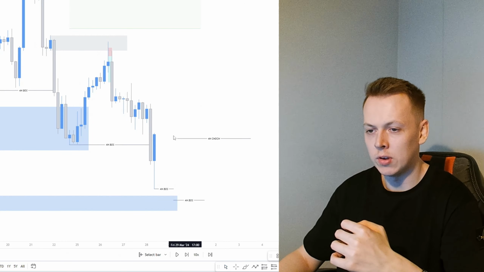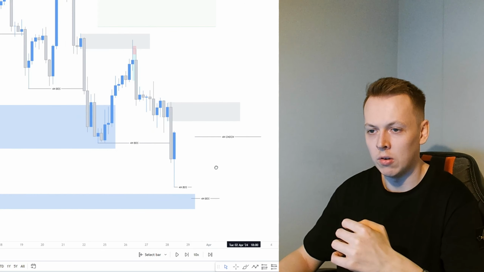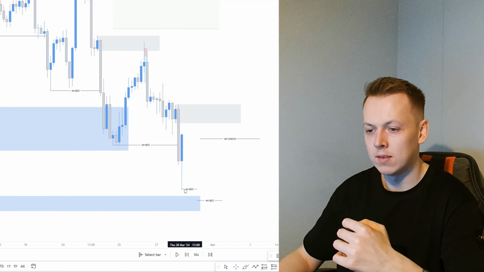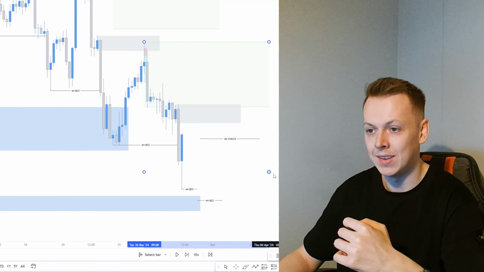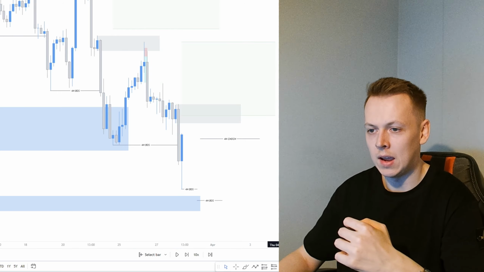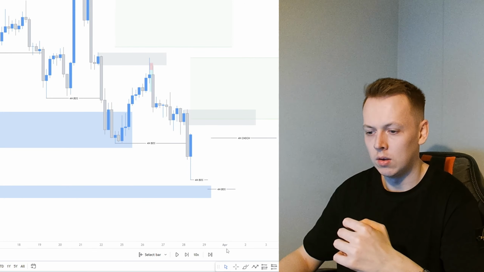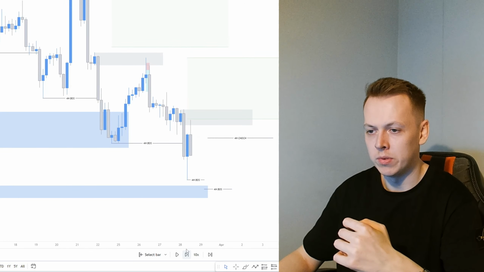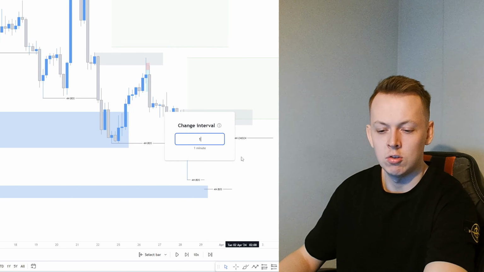So the next area of interest that I was looking at was this area of supply. Okay, as well as this, we also could have had the 50% again drawn in. So we could have had this area identified. Okay, really, really nice. And what actually happens next? So price immediately comes straight into this area.